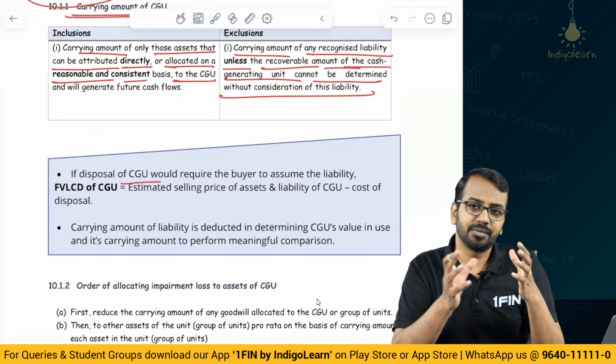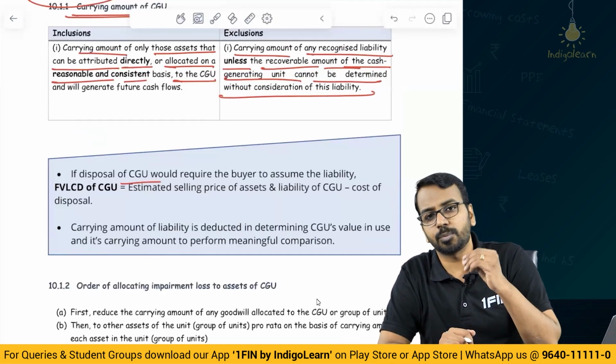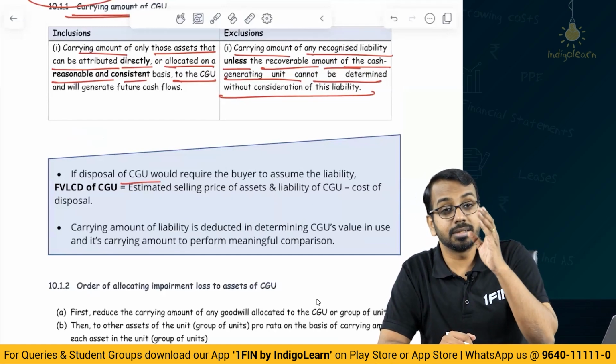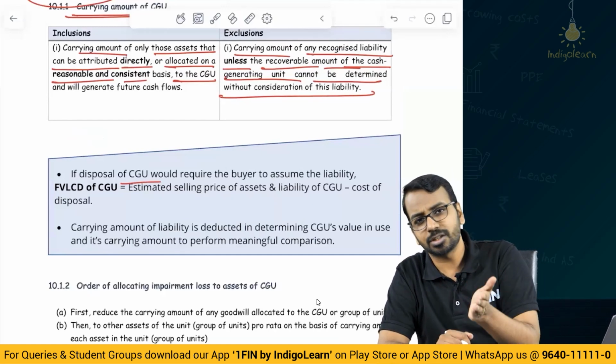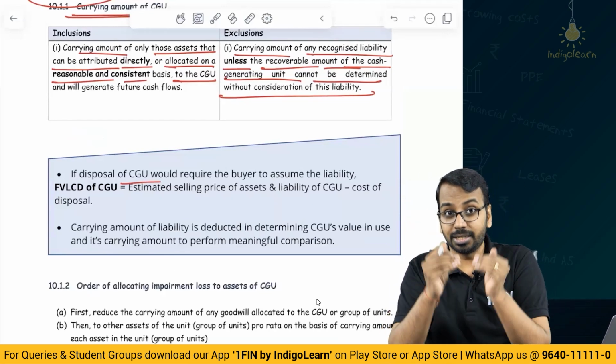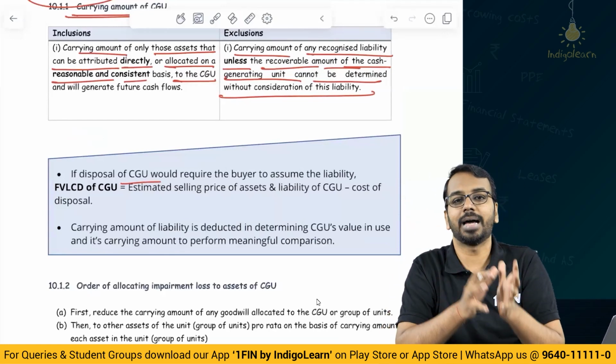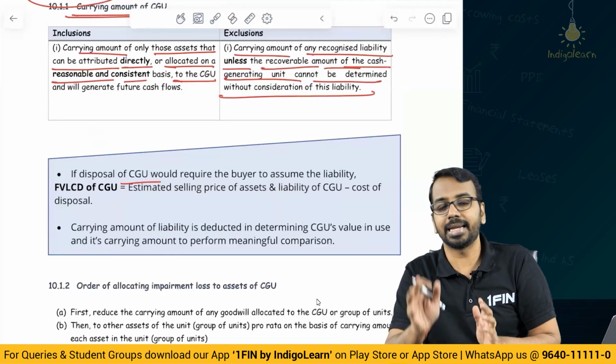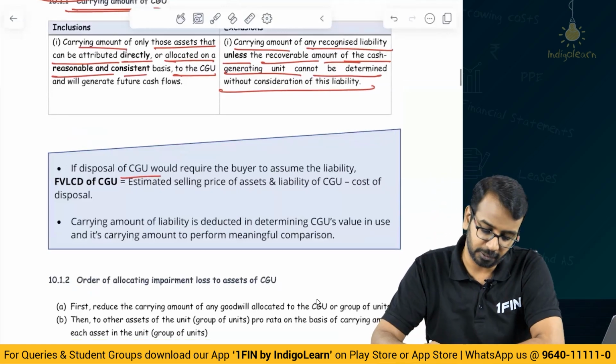For example, if there is a property, plant and equipment, now for the property, plant and equipment, there is a decommissioning liability. Now the buyer has to take over the decommissioning liability. In that case, what you will do is, you will adjust the decommissioning liability in both value in use, also in the carrying amount, so that you compare it properly.